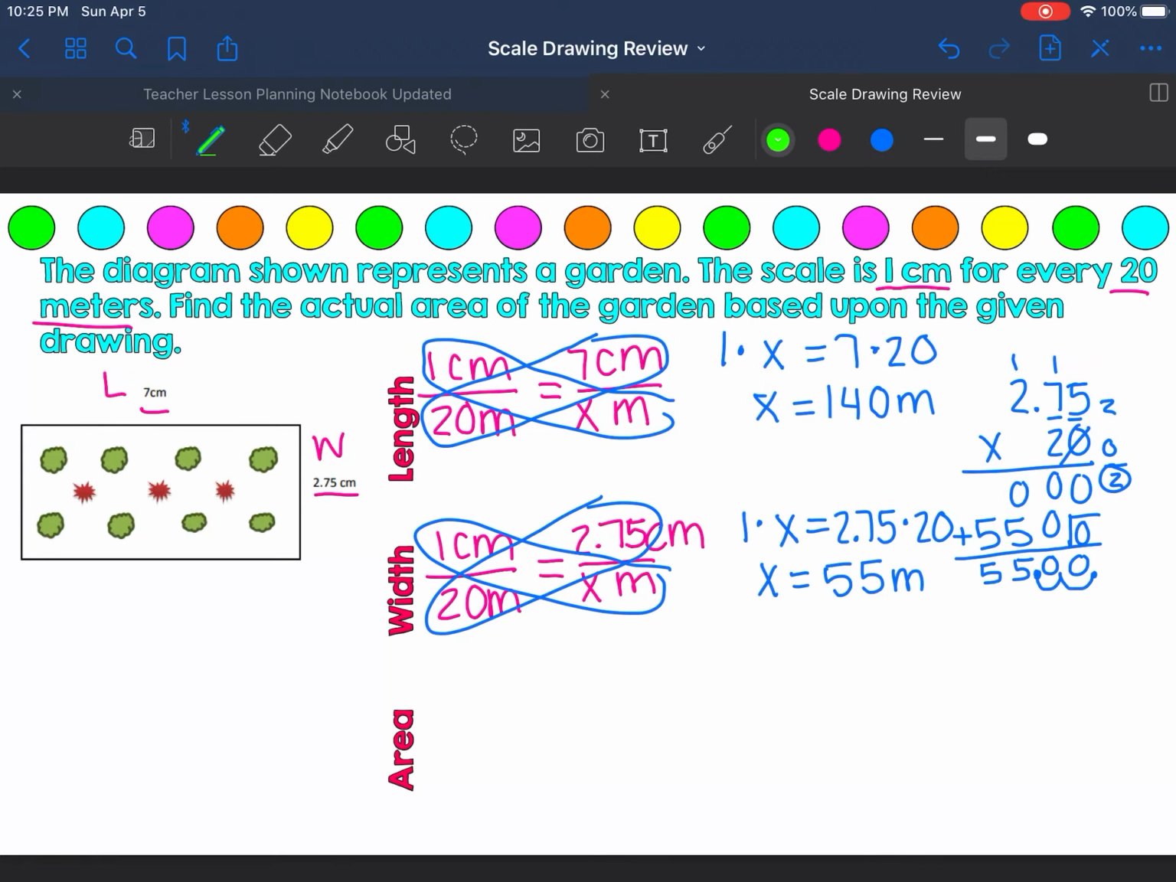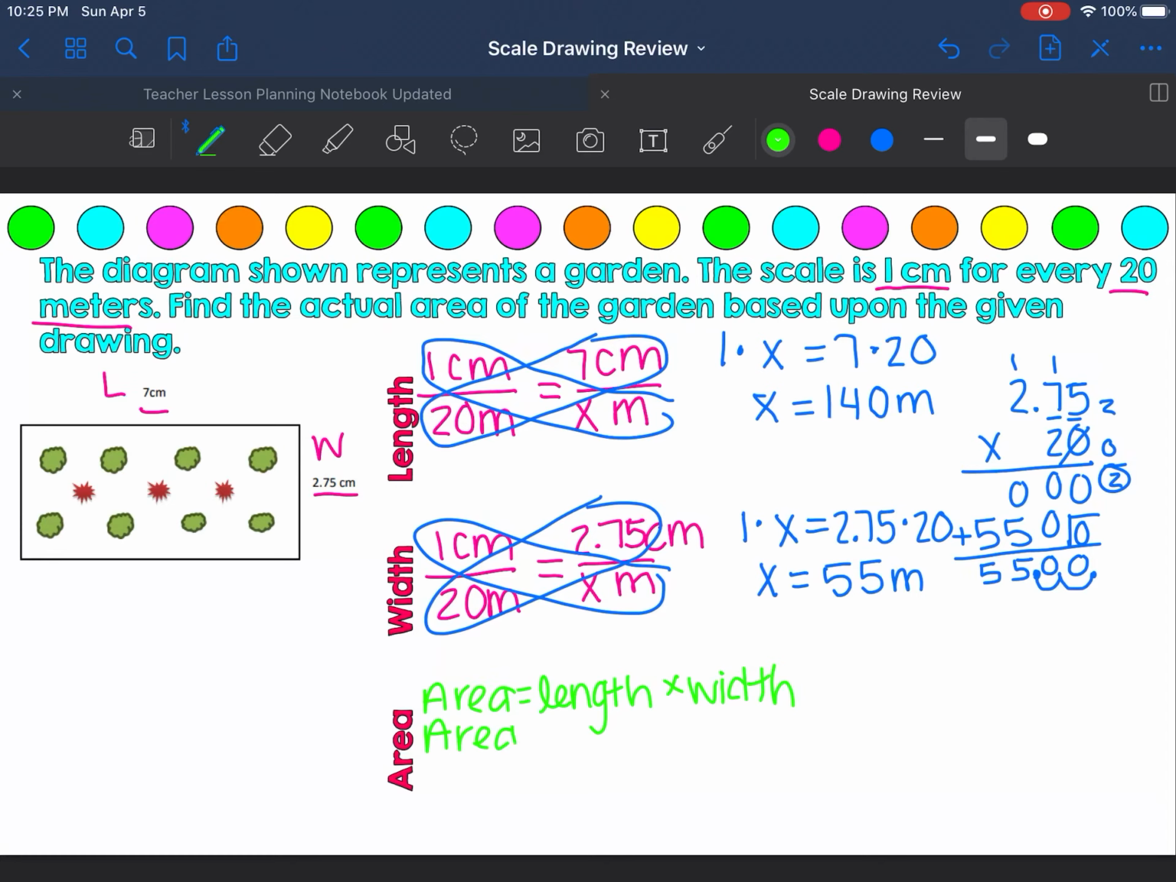You cannot stop here. You have to find the area. Guys, this is easy, okay? Don't get like, oh, I can't do it, because you can, okay? Remember, area equals length times width.